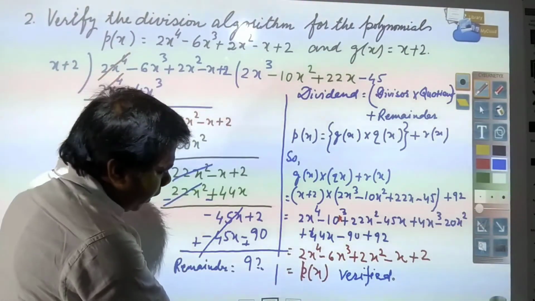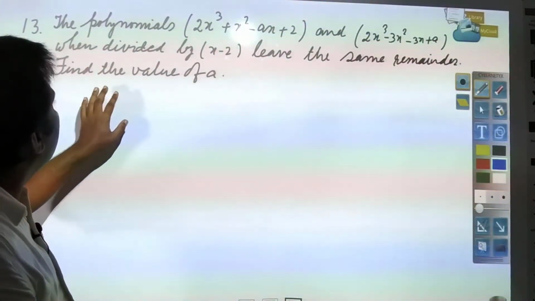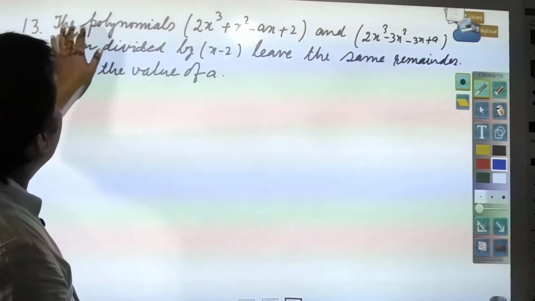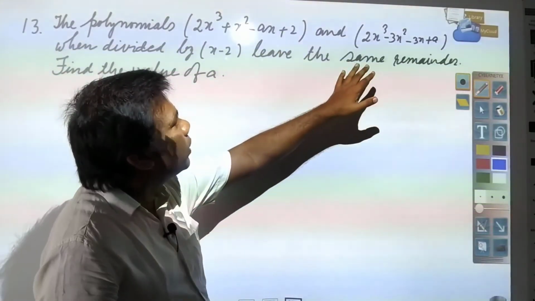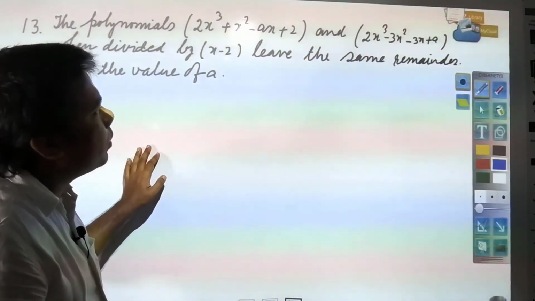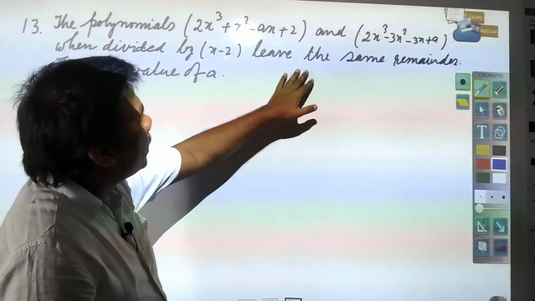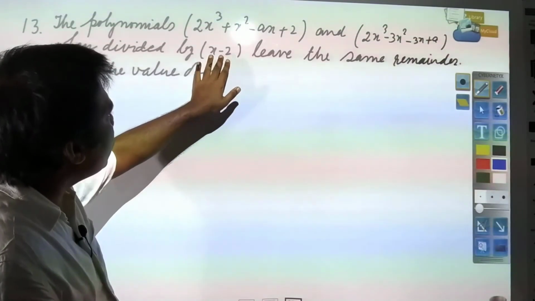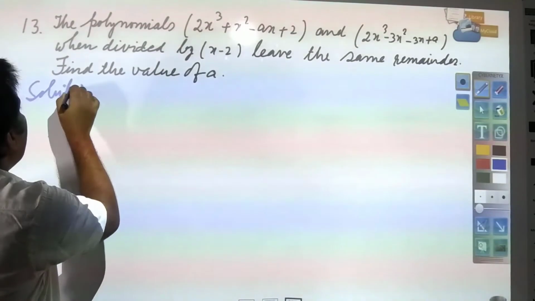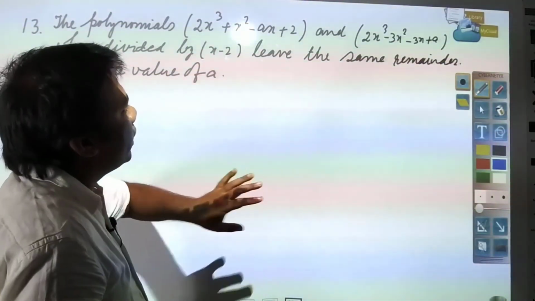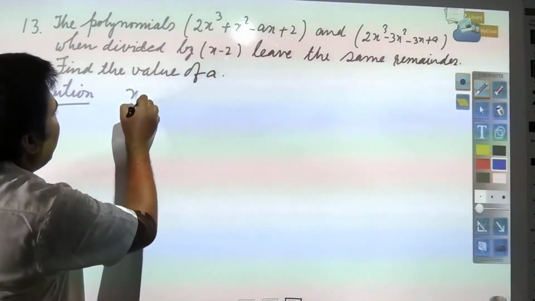One more question we have taken, that is not very important for the exam, but then also I have taken. You see, the polynomial 2x cube plus x square minus ax plus 2 and 2x cube minus 3x square minus 3x plus a, when divided by x minus 2, leave the same remainder. So if they are being divided by x minus 2, they leave the same remainder. So we will need to find out the value of x first.